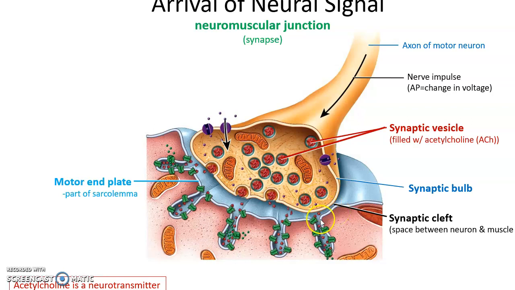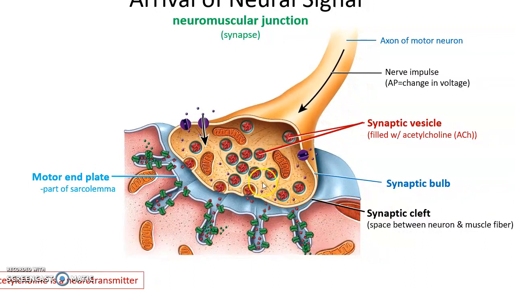However, the two cells, the neuron and the muscle cell, do not actually touch. There's a little thin space between them. That space is called the synaptic cleft. The synaptic cleft, the space between the synaptic bulb of the neuron and the motor end plate of the muscle cell.